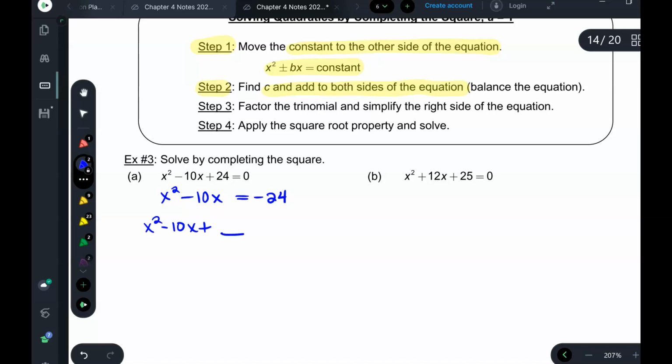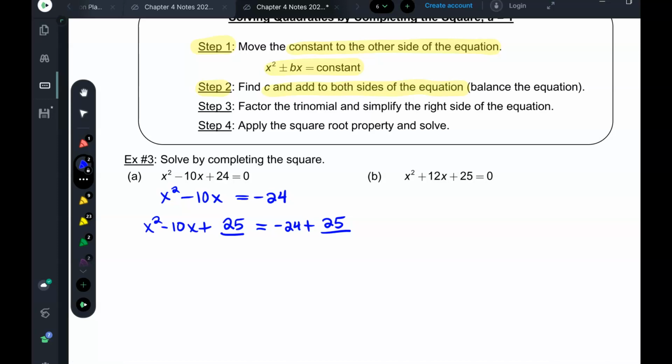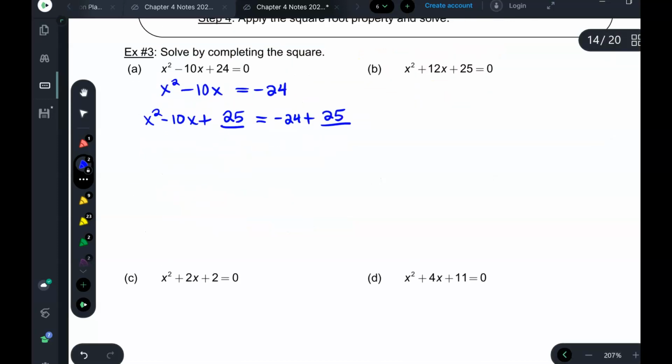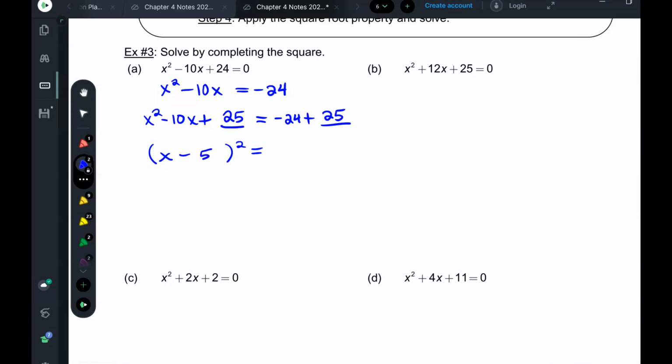What would I add? Half of 10 is negative 5, and squaring it would be 25. Are we good with that? Whatever we add to the left side, we must add to the right side. And this is x minus 5 squared. Good? Negative 24 plus 25 is 1.